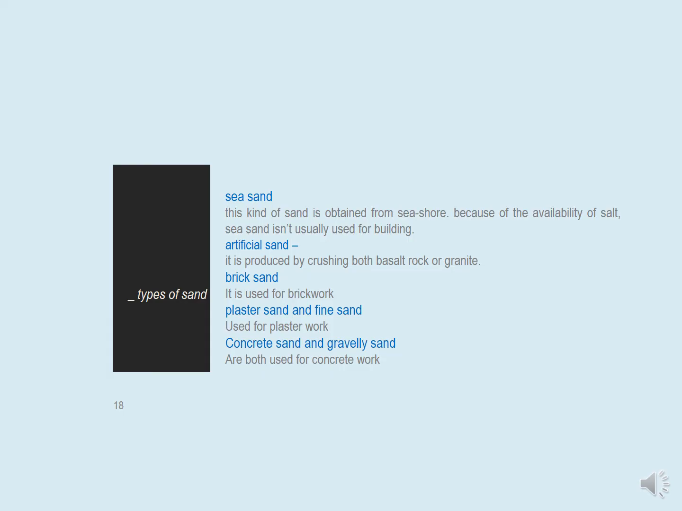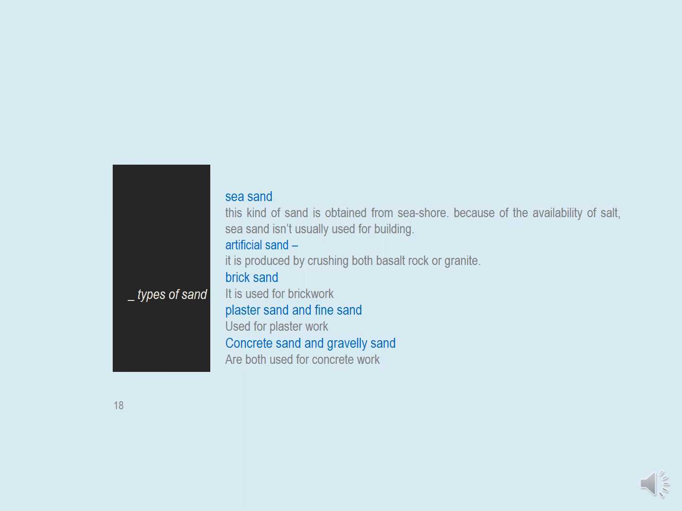Finally, I'm gonna talk about the types of sand and how you can use them. We have the sea sand. This kind of sand is obtained from the seashore, but it's not usually used for building because it contains salt in a big amount. And then we have the artificial sand, which is produced by crushing basalt rock or granite.